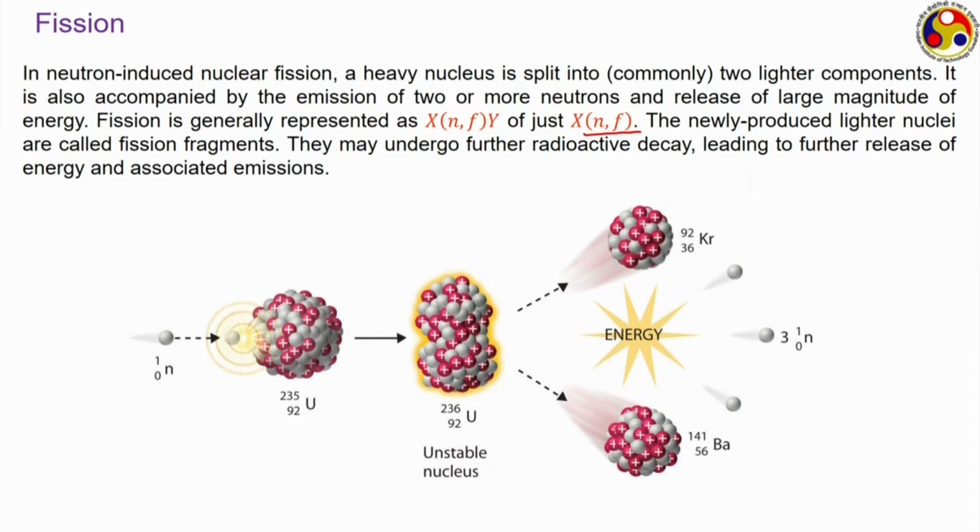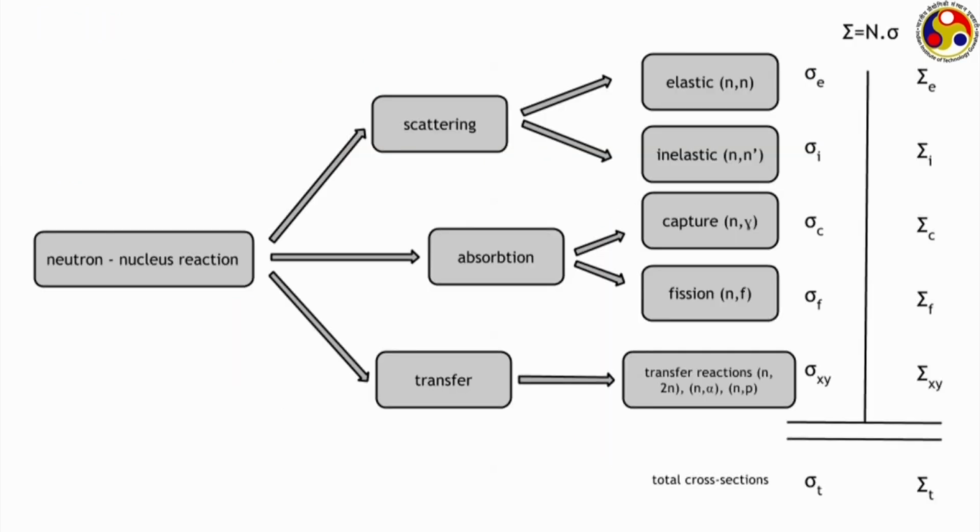These new elements or nuclei that are formed, like in this example we have one Kr-92 and barium-141, are called fission fragments. These fission fragments also can be radioactive in nature, and they may go for further radioactive decay such as alpha or beta decay, or just gamma emission to go back to the ground state, thereby leading to some further energy production later on. Fission we shall be again discussing in detail in the next module.